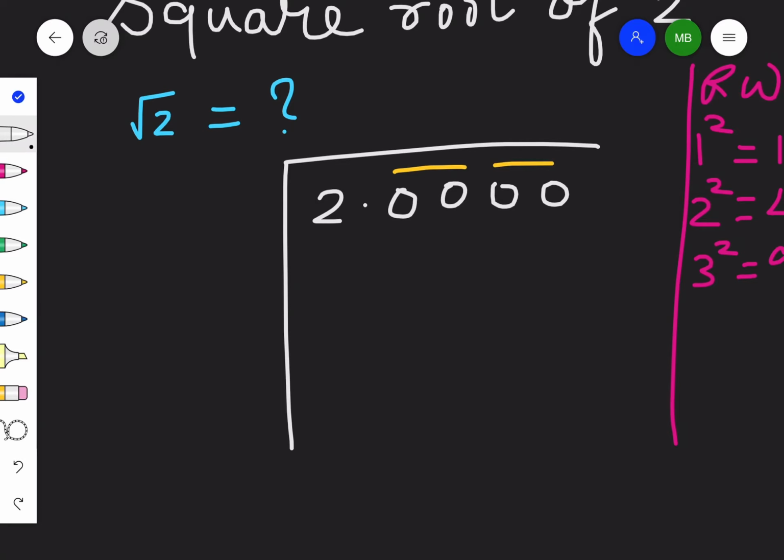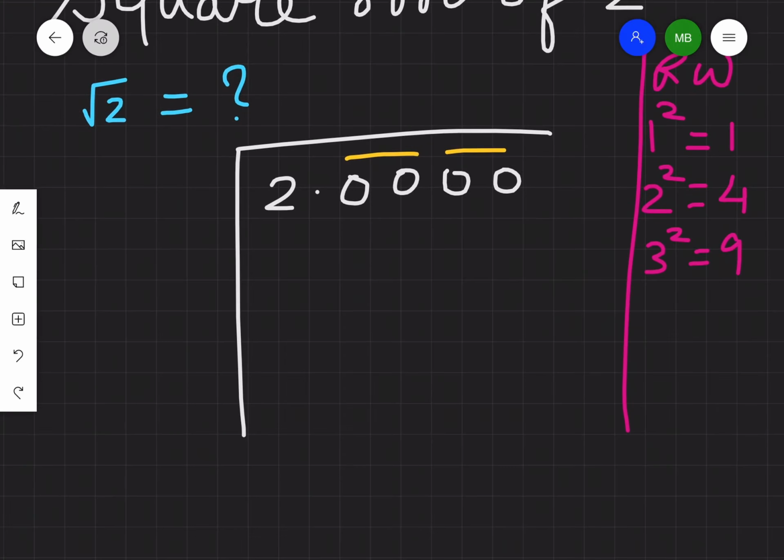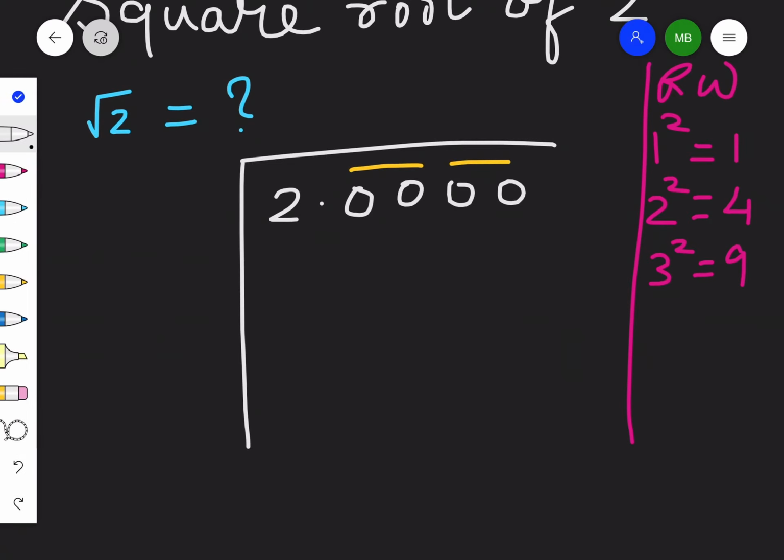Alright, if I have to choose from here, what number shall I choose as my divisor? 1 squared is 1, or 2 squared is 4? Obviously 2 squared, 4, is greater than this 2, so I'll go with 1 squared, 1. It's the same as usual division. I have to subtract and bring this decimal digit down, but the entire pair will come down, and since this is the decimal digit, I have to mark the decimal here in my quotient.